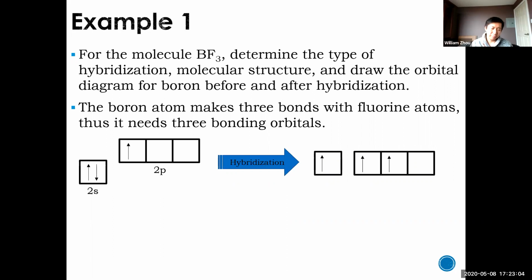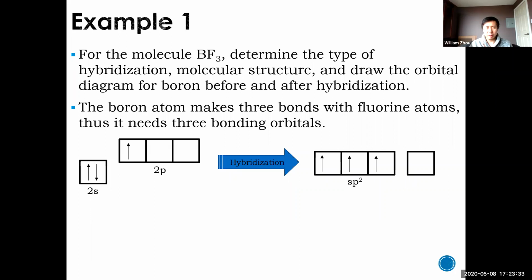But we're not done. We then need to hybridize them to be the same energy and same shape. So now you have 3 sp2 hybrid orbitals with 1 empty p orbital that is unhybridized. So now boron is ready to make 3 bonds. Okay, so that is the orbital diagram for boron before and after hybridization.